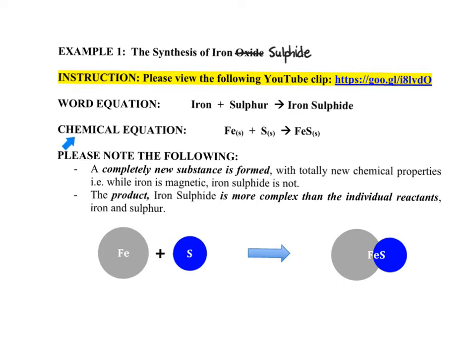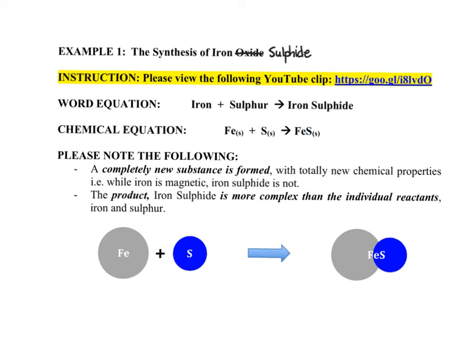So the chemical equation, or the symbol equation, would be Fe(s) + S(s) → FeS(s). The (s) is for solid. This little bracket here is a phase symbol. Iron in a solid state plus sulfur in a solid state produces iron sulfide in a solid state.